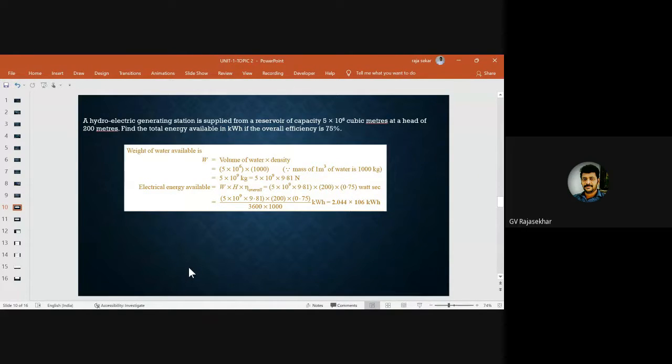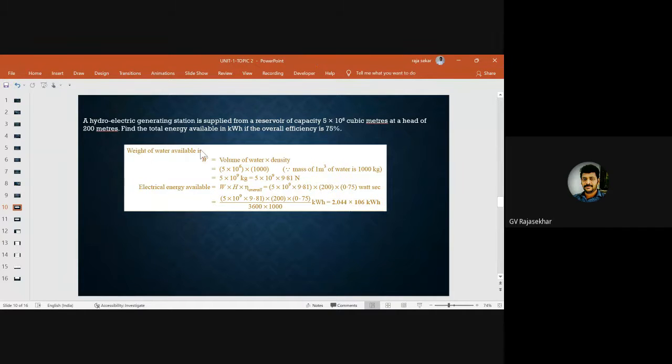As I told you, we are going to do a few problems. A hydroelectric generating station is supplied from a reservoir of capacity 500 into 10 to the power of 6 cubic meters at a head of 200 meters. What is the head? H is equal to 200 meters. Find the total energy available in kilowatt hours if the overall efficiency is 0.75.